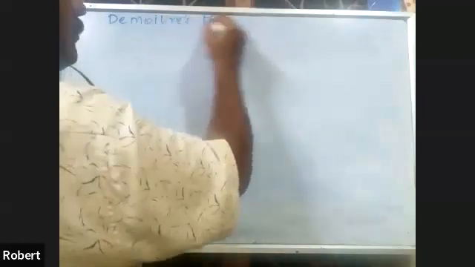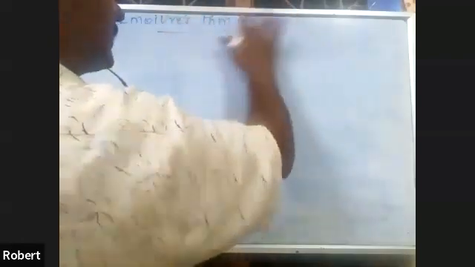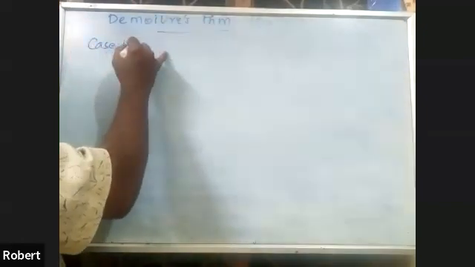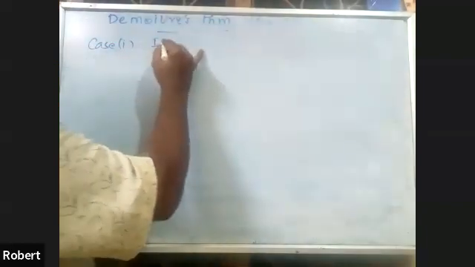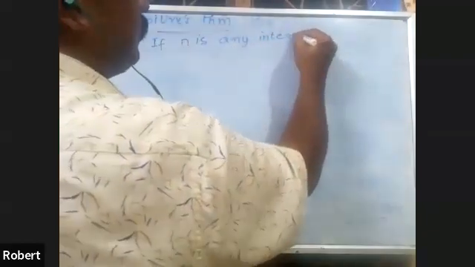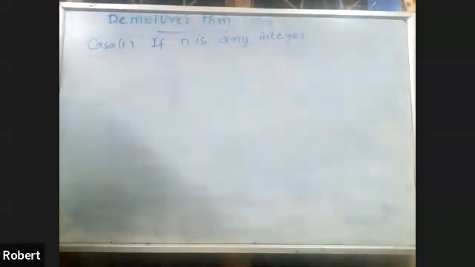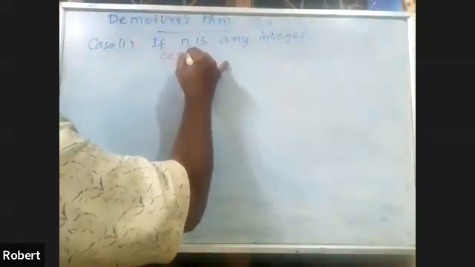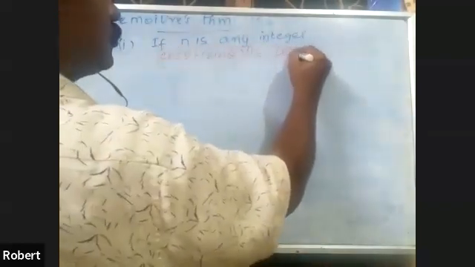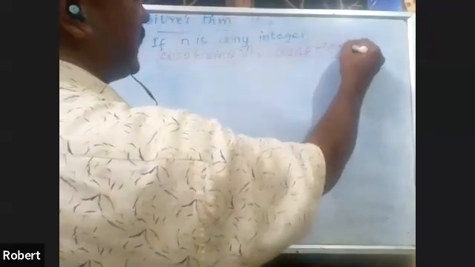So ஸ்கூல்ல இதை உங்களுக்கு நடத்திருப்பாங்க இல்லையா? I'll just teach what this theorem says. Only the definition தான். No need for any derivation for this theorem. ரெண்டு கேஸ் இருக்கு. Case 1. If n is any integer, positive or negative or even 0, then cos theta plus i sin theta whole power n is equal to cos n theta plus i sin n theta.